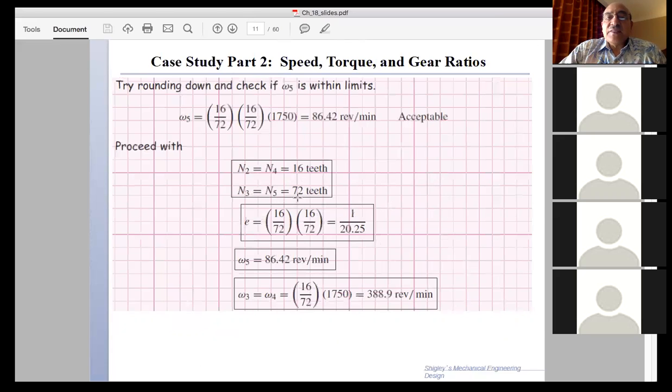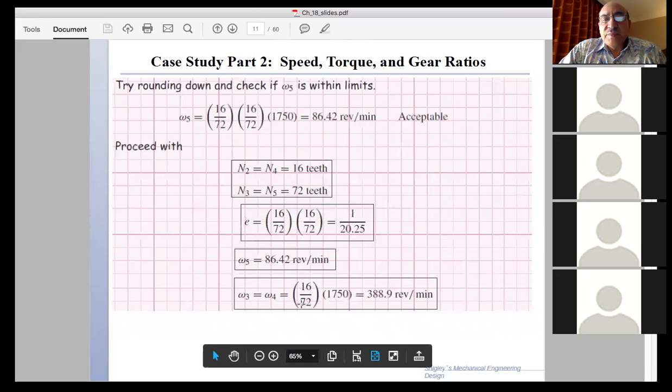And once we have that, we can achieve this reduction ratio, 1/20, and we get all of the input and intermediate speeds. So the input speed is 1750, the output turns out to be 86.42, and the intermediate is 388 based on that. So now we have determined the number of teeth.